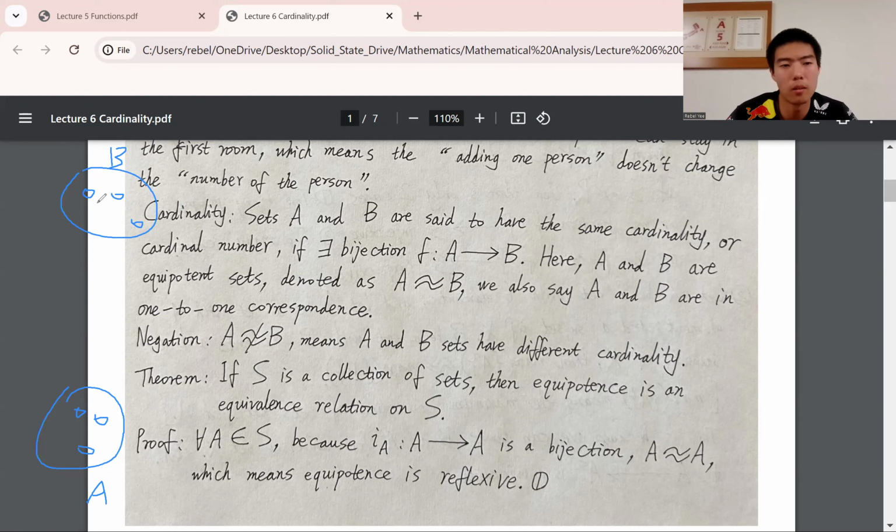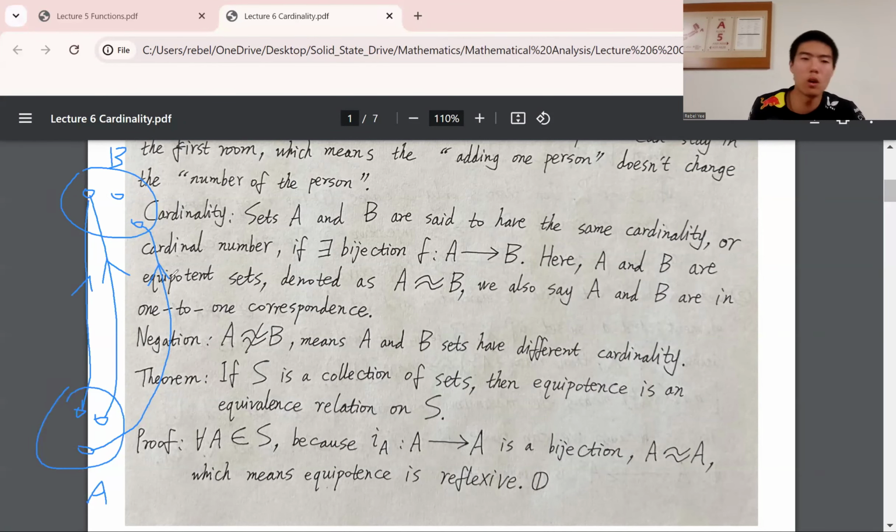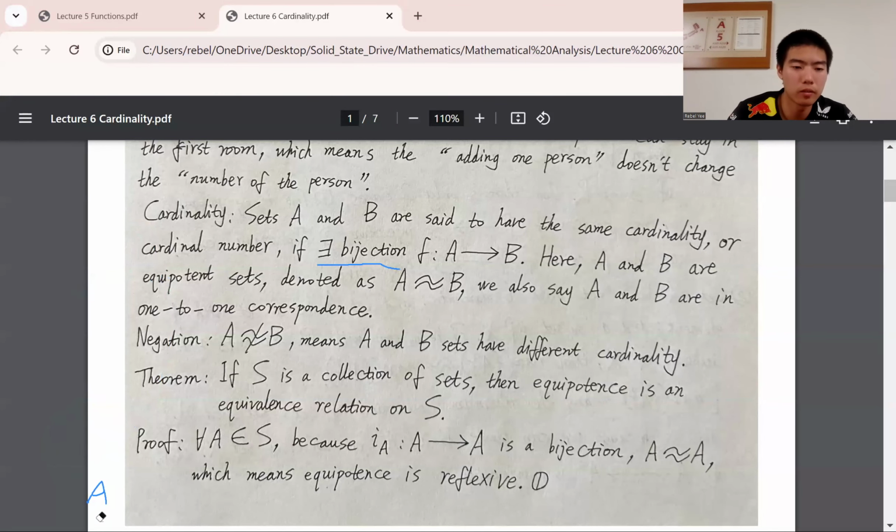But there also exists a function which is not a bijection, like this one goes to this one, and this goes to this one, and this goes to this one, then it is neither a surjection nor a bijection. But they still have the same cardinality. So the "exists" is very important, not "for all". There's no need for all to be true here. The negation of this statement is just to write a slash line here, which means A and B have different cardinality.